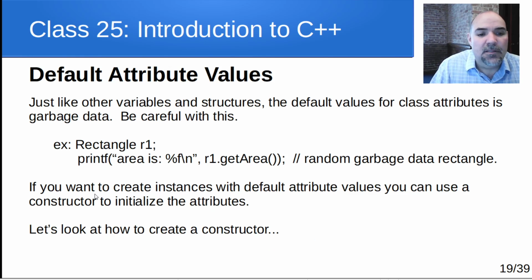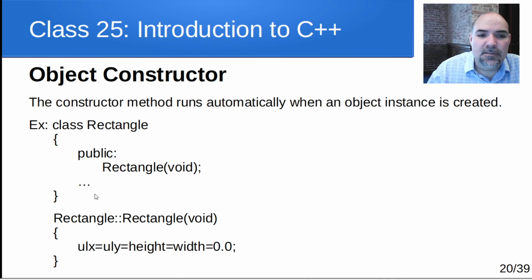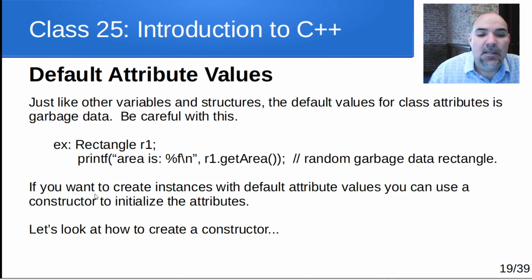Okay, so another thing that C++ has that you cannot have in C, and that's default attribute values. We'll get to default parameter values later.